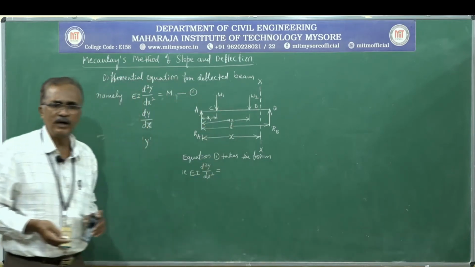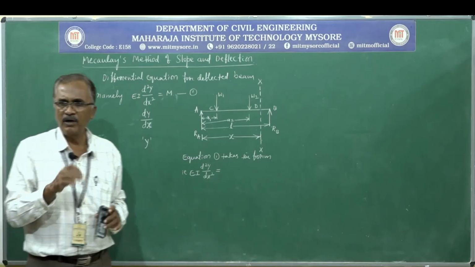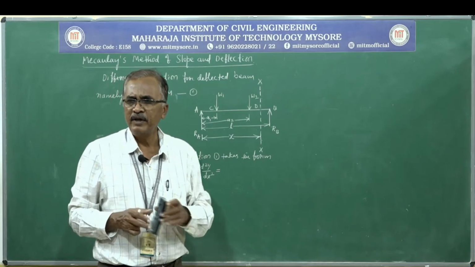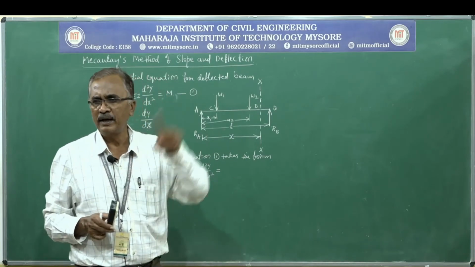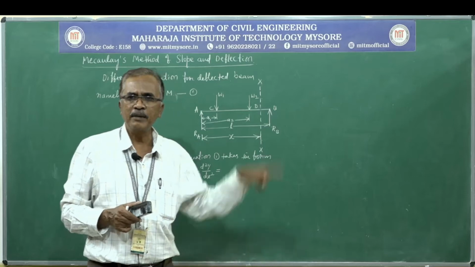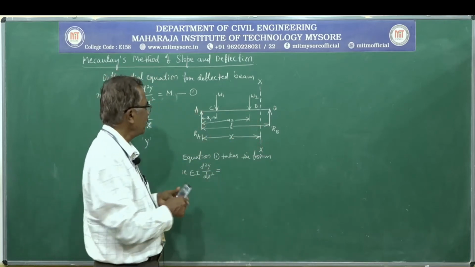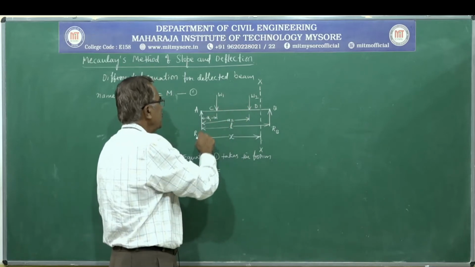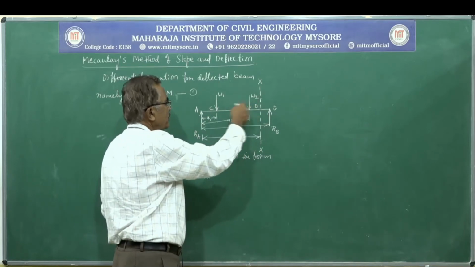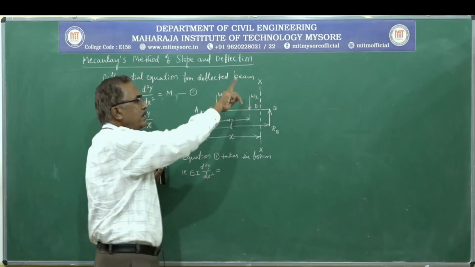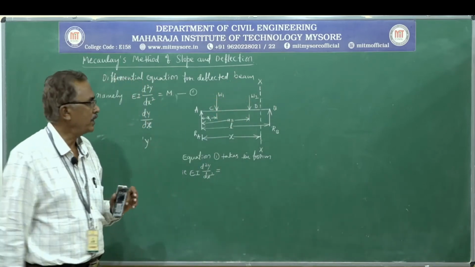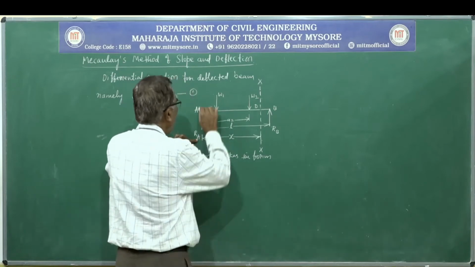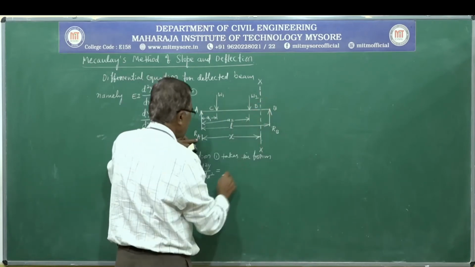The same sign conventions are valid here also. If we consider forces to the left of the point, we consider clockwise moment as positive and anti-clockwise moment as negative. To the left of the point there are three forces here. This reaction will create a clockwise moment about the section, and these two point loads will create an anti-clockwise moment about the section. So RA will create a clockwise moment about the section.